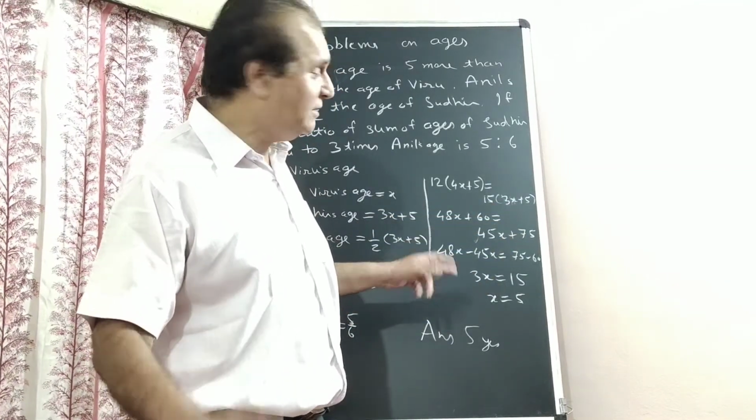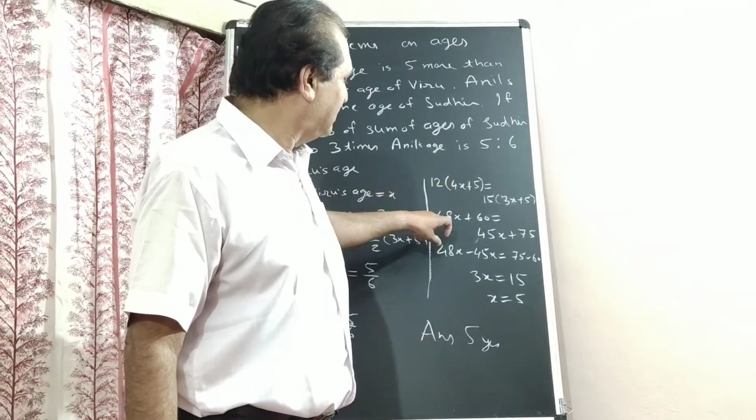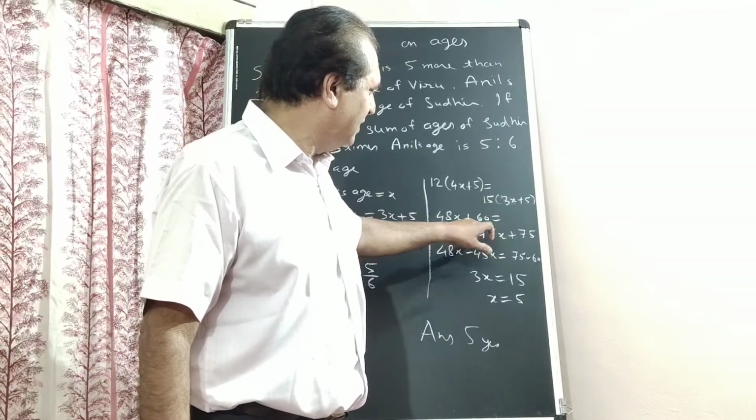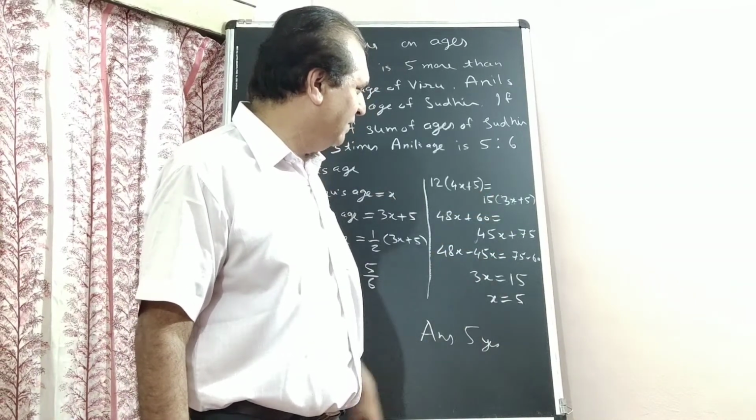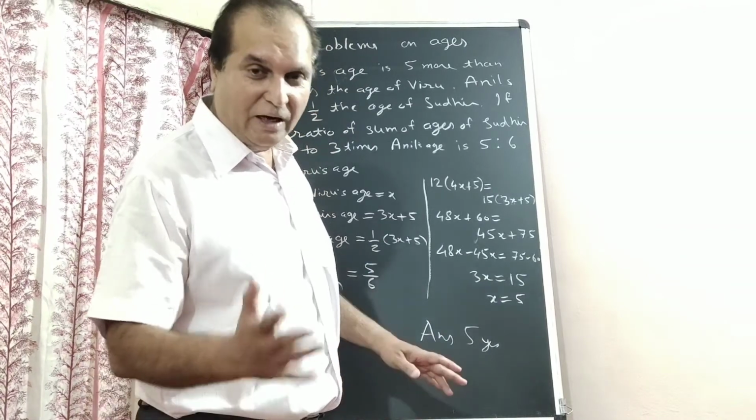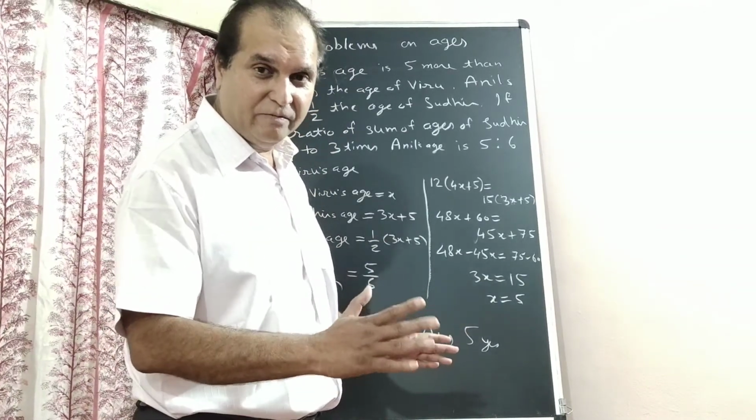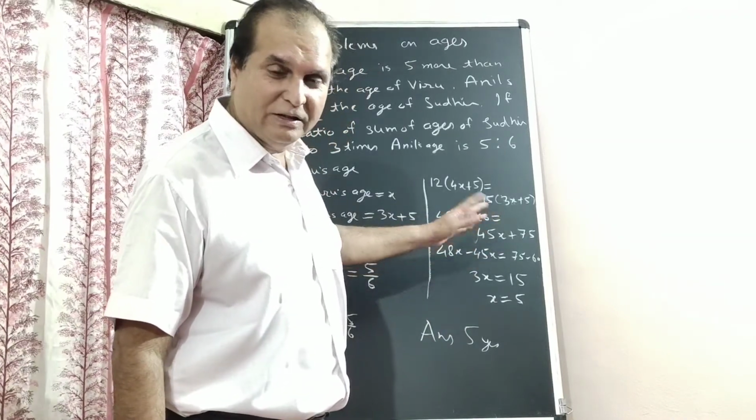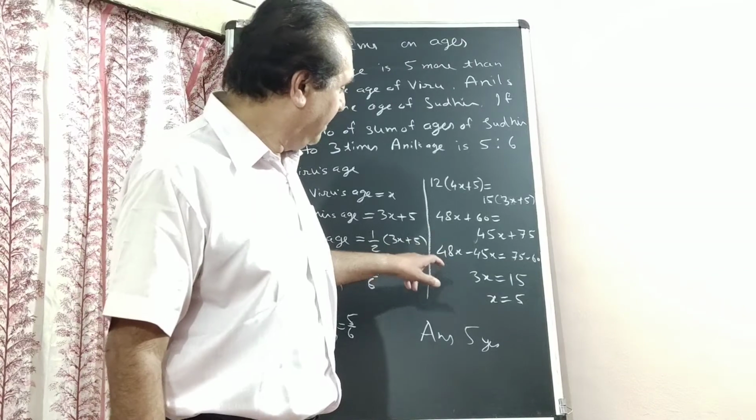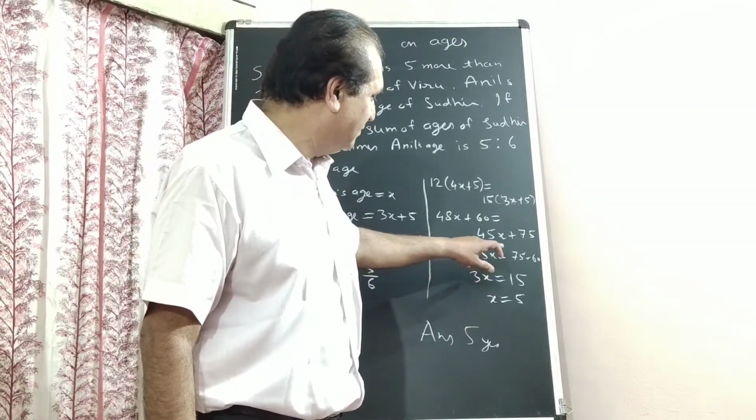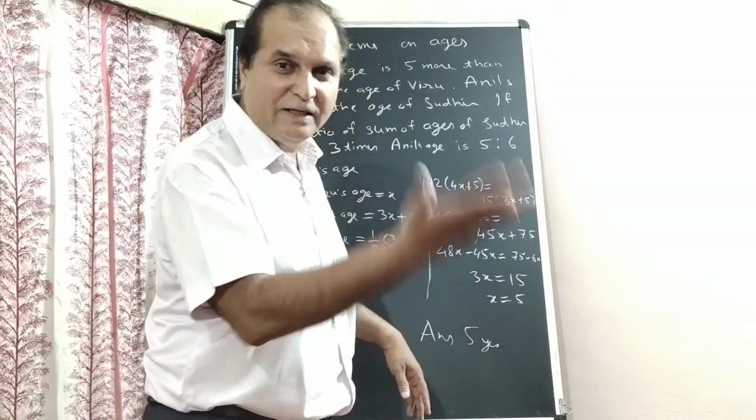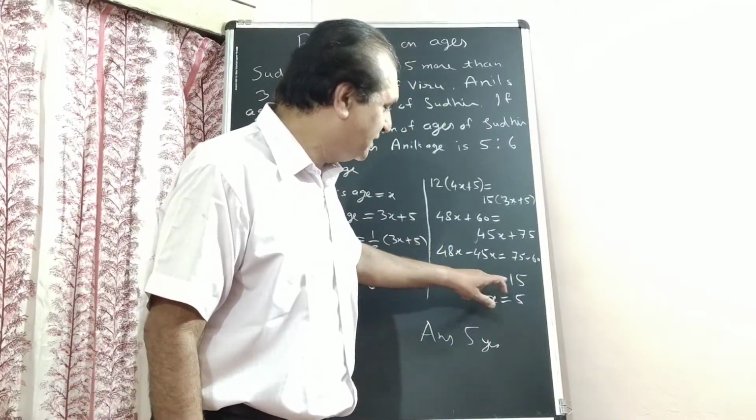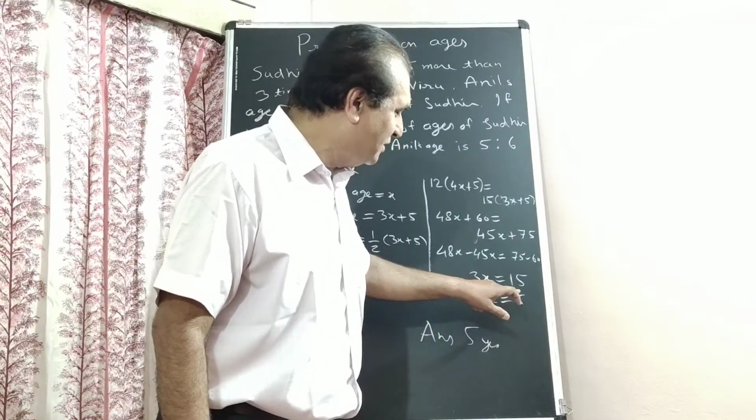We are close to the answer. 12 into 4x is 48x, 12 into 5 is 60, equal to 15 into 3x is 45x plus 15 into 5 is 75. Simple equation. Now take x on one side. 48x minus 45x equal to 75 minus 60, since 60 shifts to that side. 48 minus 45 is 3, so 3x equal to 15. So x equal to 5.